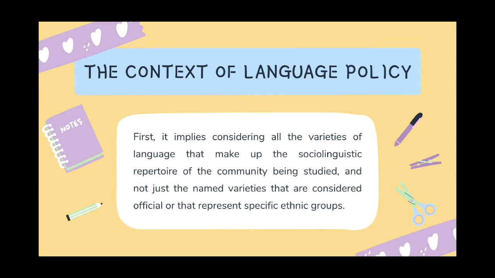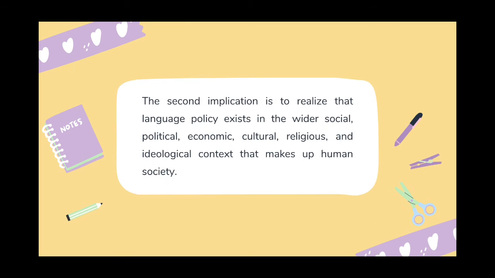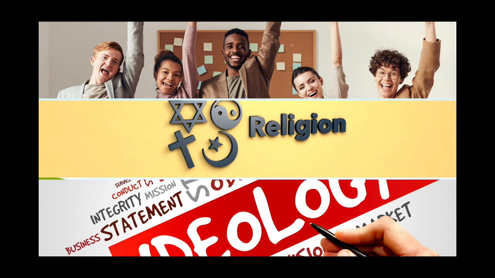The sociolinguistic repertoire will then include various linguistic items, variables, and varieties, cross-linked with the appropriate non-linguistic factors with which they coexist: demography, location, topic, and even function. The second implication is to realize that language policy exists in the wider social, political, economic, cultural, religious, and ideological context that makes up human society.